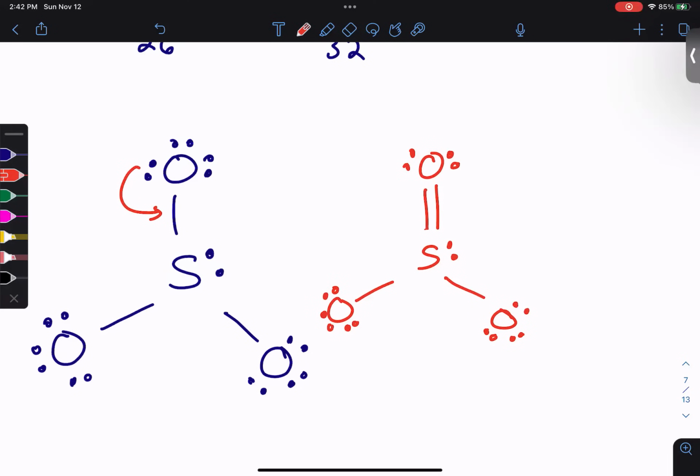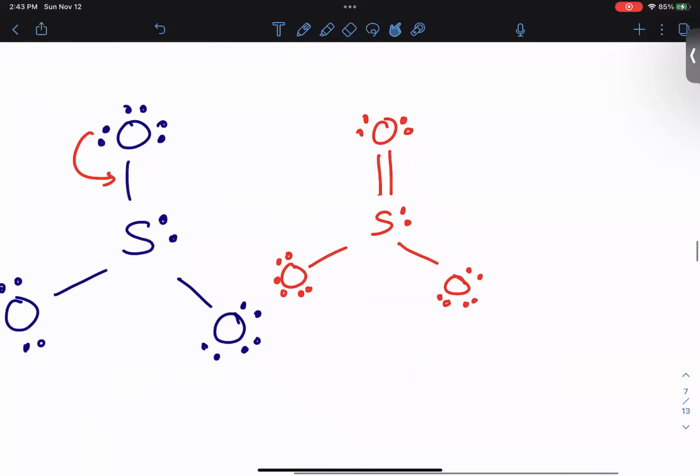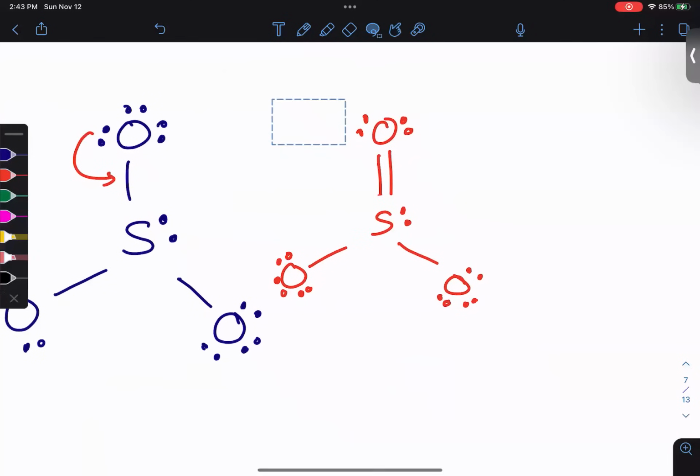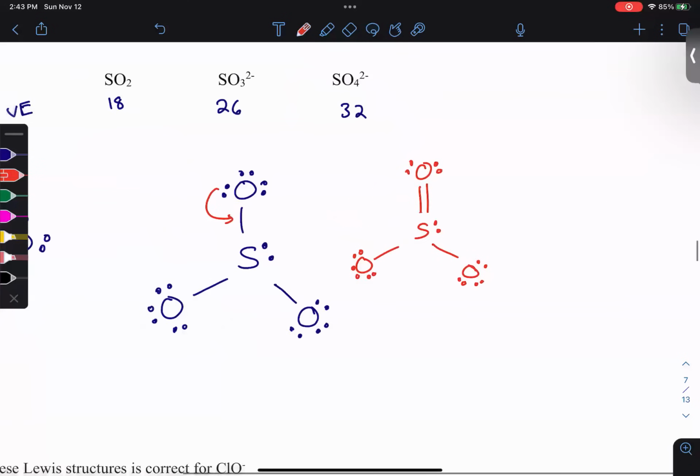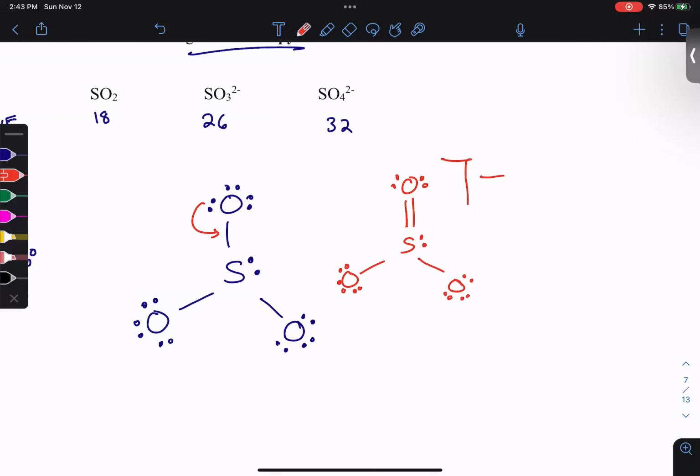And so now if you look at this red molecule where sulfur has a double bond, that sulfur now has what formal charge with 1 double bond to it? It's 0 now. And so that is preferred. So here is your Lewis structure for SO3 2 minus, where it has 1 double bond, and so that's how we get that 0 formal charge on sulfur. In this example, sulfur has an expanded octet, but that's okay. Sulfur can have an expanded octet.